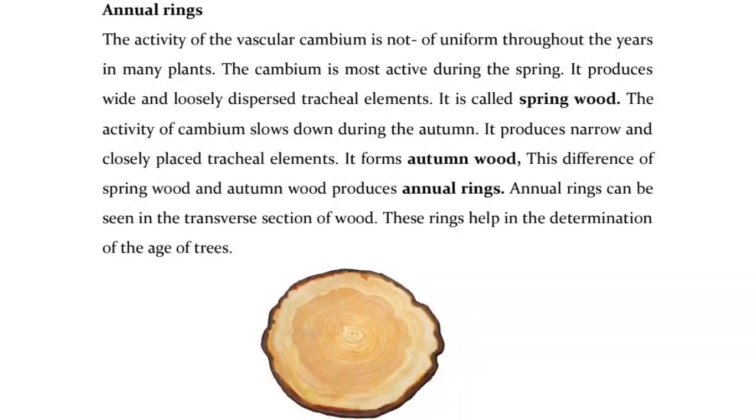The activity of cambium slows down during the autumn. It produces narrow and closely placed tracheal elements. It forms autumn wood. This difference of spring wood and autumn wood produces annual rings. Annual rings can be seen in the transverse section of wood. These rings help in the determination of the age of trees.